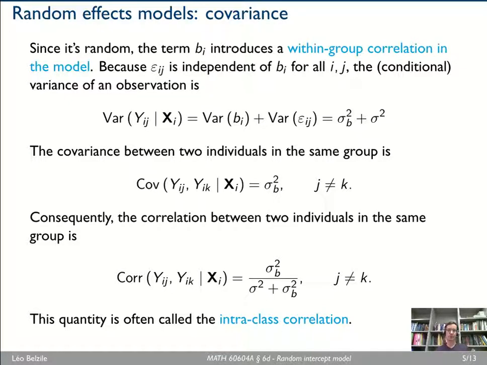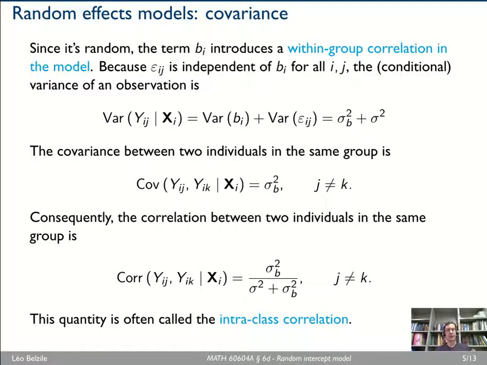And so the covariance between two observations in the same group is just going to be sigma squared b, because for two different observations, the variance of epsilon ij is sigma squared, but the covariance between two epsilons, because they're independent, is 0. So I get the same thing but without the sigma squared.